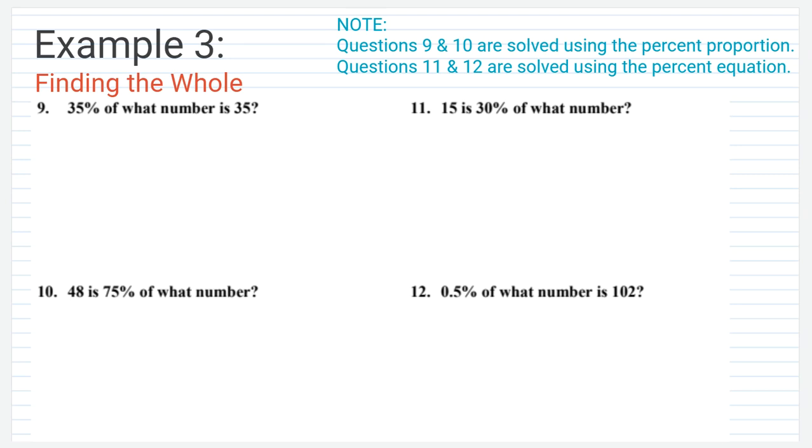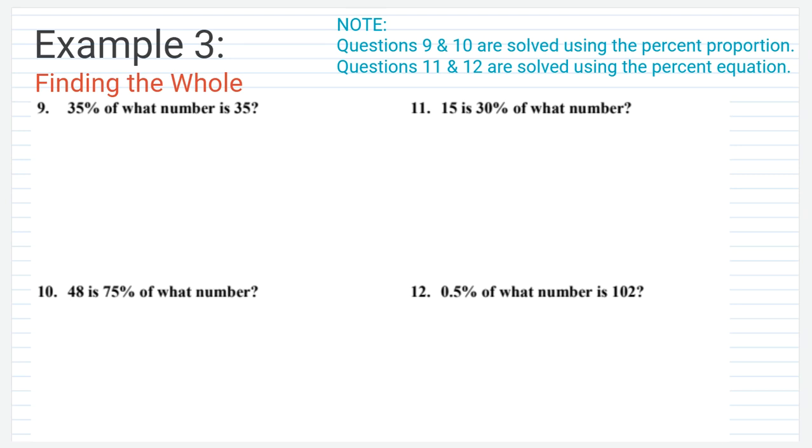So to take a look at these first few problems here, we're going to be finding the whole for all 4 of these. Once again, I will show both methods, percent proportion as well as the percent equation, so that you can see how both methods work. So taking a look at our first example, it says 35% of what number is 35?